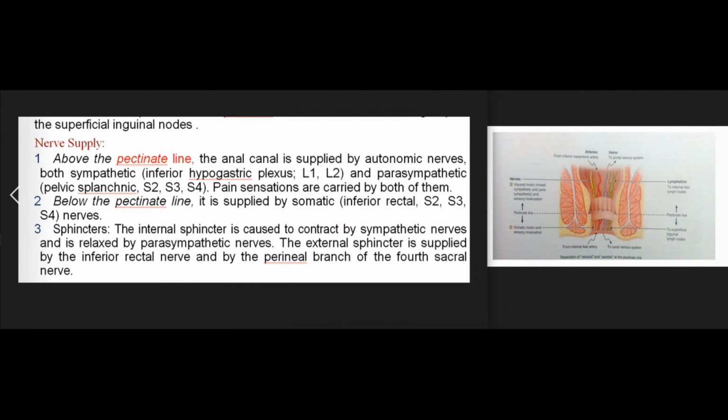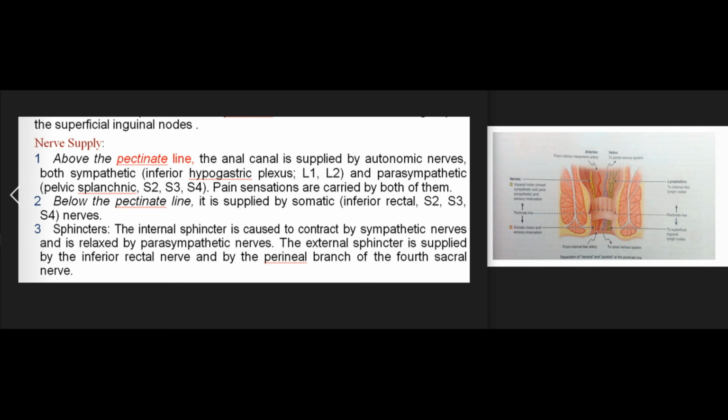Nerve supply. 1. Above the pectinate line, the anal canal is supplied by autonomic nerves, both sympathetic, inferior hypogastric plexus, L1, L2, and parasympathetic, pelvic splanchnic, S2, S3, S4. Pain sensations are carried by both of them. 2. Below the pectinate line, it is supplied by somatic inferior rectal nerves, S2, S3, S4.